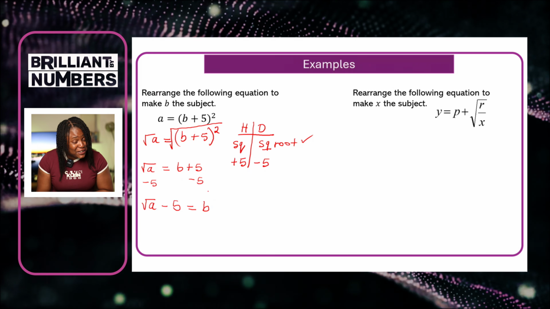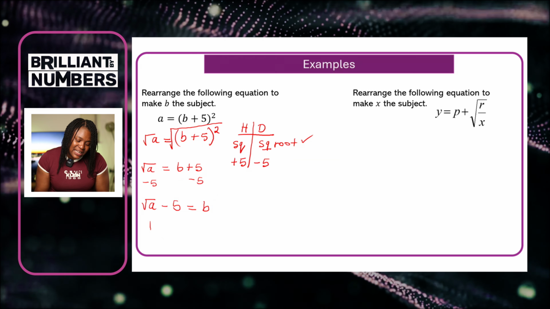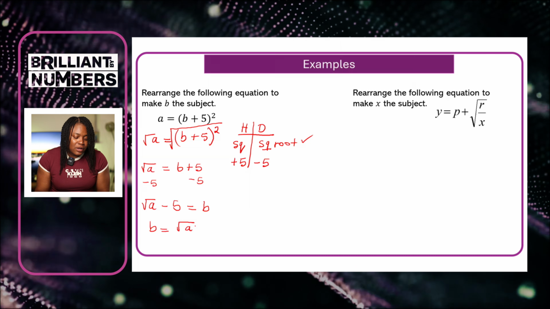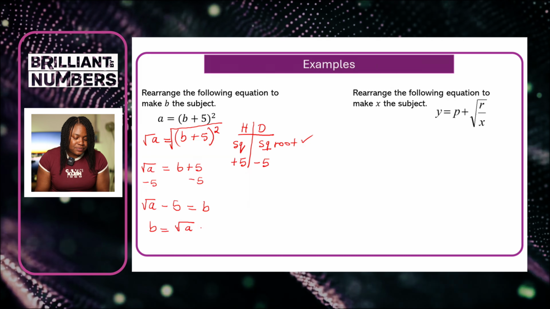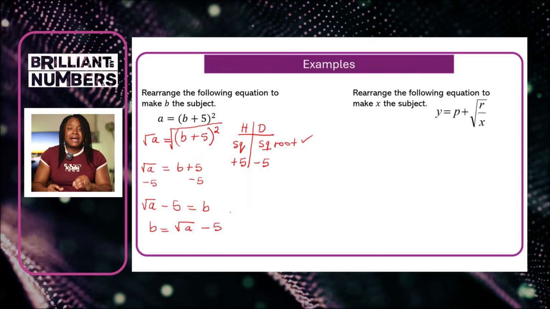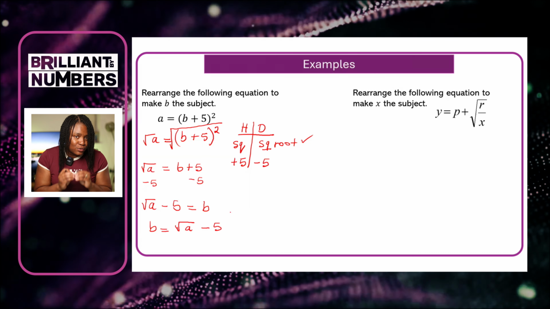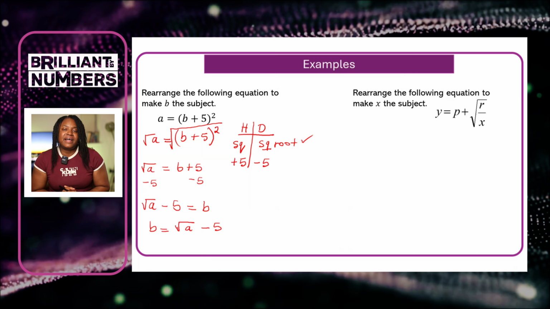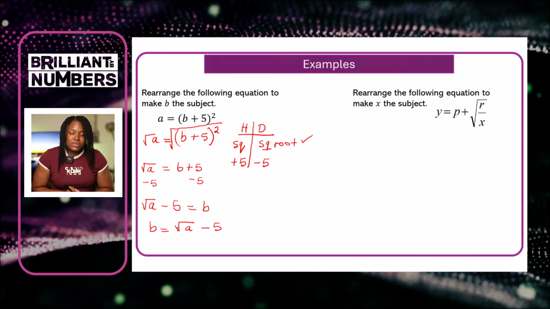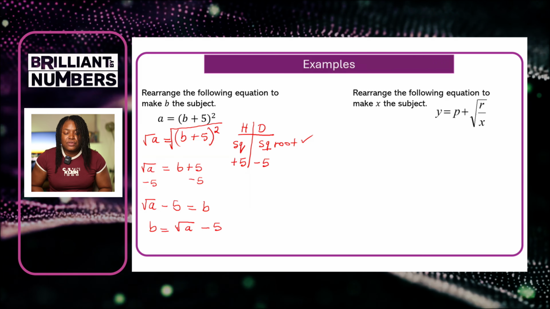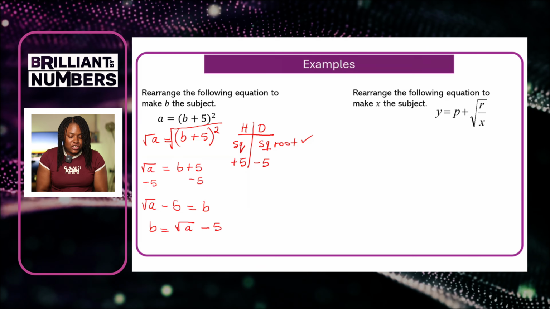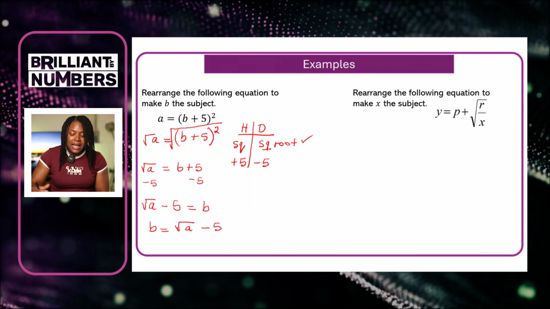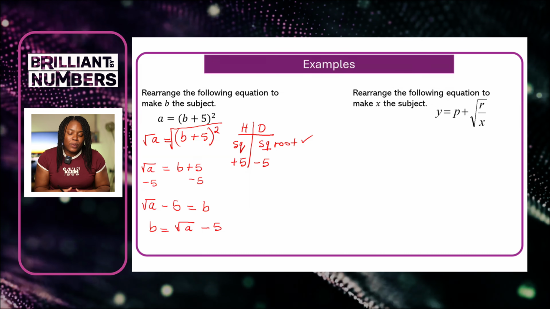What am I now going to do? I'm going to rewrite it on the left hand side. And then if you notice here, the root a minus 5, the minus 5 is not in the root at all. So it's root a, take away 5. So b equal root a minus 5. B is now the subject of my equation. You can see the complexity and the context of the questions also are changing by questions.